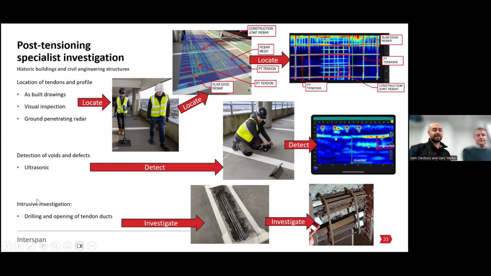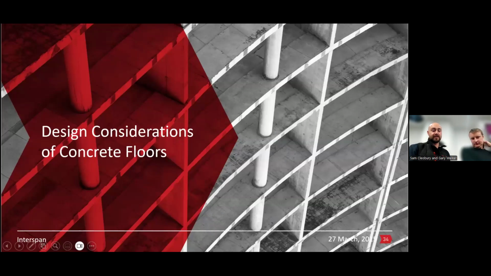And then, as we get down to intrusive investigation, so it might be small holes that we drill and then just localized opening of the ducts. We can also do much larger ones where we want to make modifications and investigate what's going on. See here, there's an older structure that's been ungrouted for some time. And that can be used across buildings, civil structures, same sort of technology.